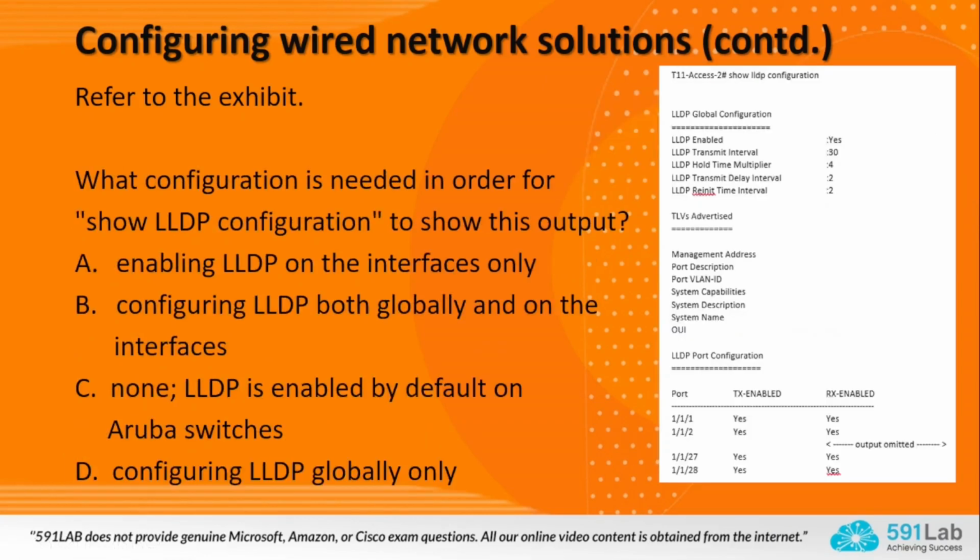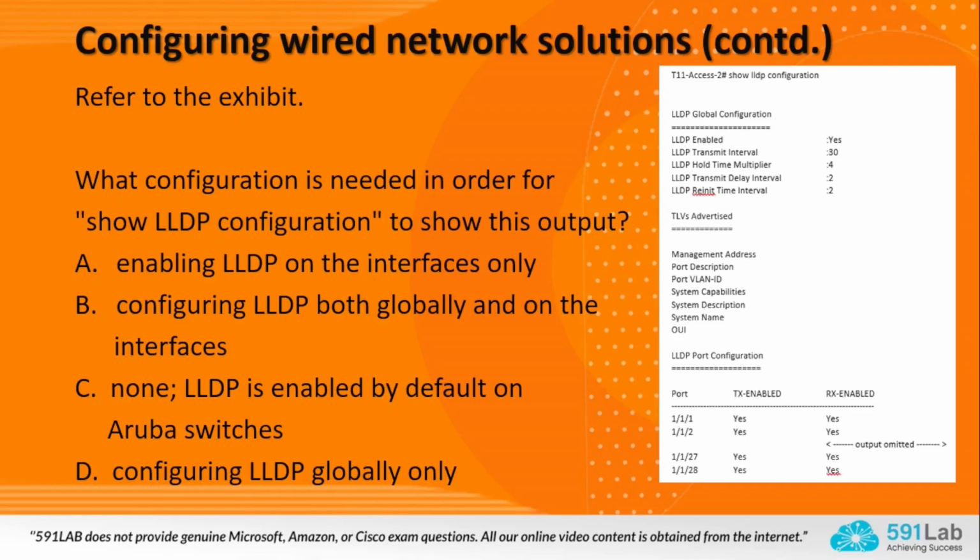Let's move on to the next question under wired network solutions. Refer to this exhibit. What configuration is needed in order for show LLDP configuration to show this output? The command output is show LLDP configuration. There are LLDP global configuration parameters, whether it is enabled, the transmit interval and various parameters, and TLV is advertised, then LLDP port configuration. So all this information is shown under show LLDP configuration.